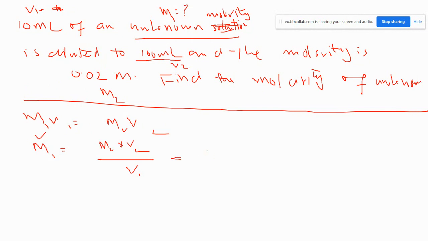So M2 is how much? 0.02. And V2 is how much? 100 ml. And V1 is how much? 10 ml. Clear or not? Teacher, this one is easy because it is a matter of calculation.